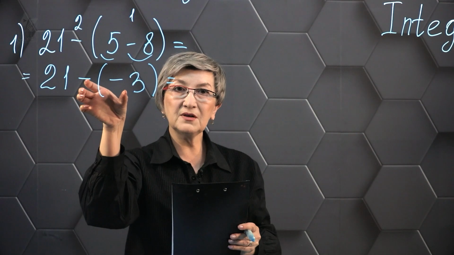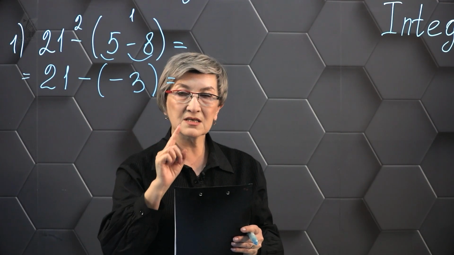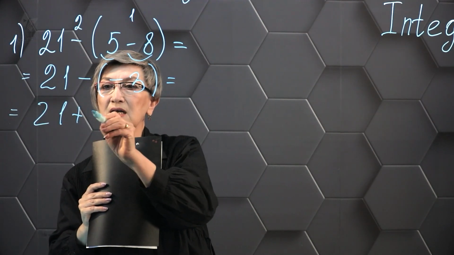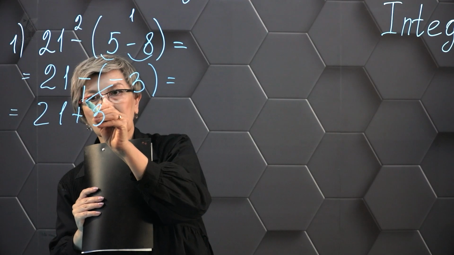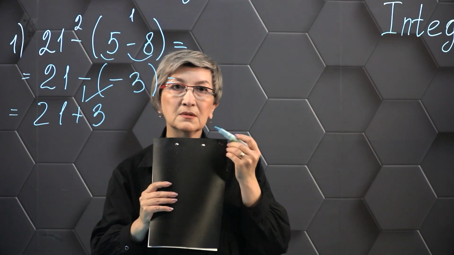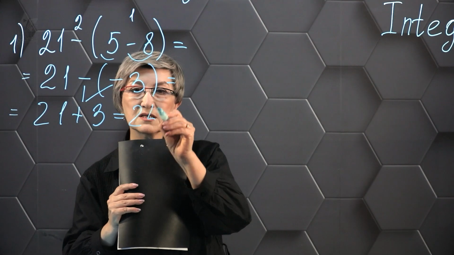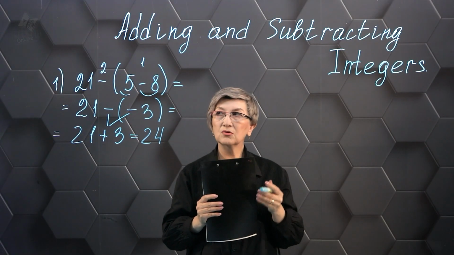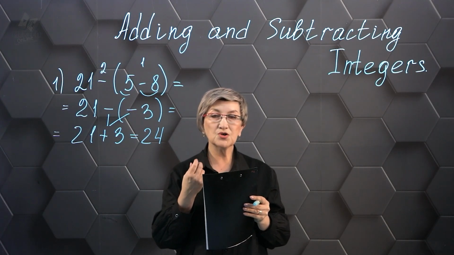But when we see two consecutive written identical signs, the result is 21 plus 3. Because minus and minus again will give us a plus. 21 plus 3 equals 24. I told you that we can solve this example in two ways. What's the other way?